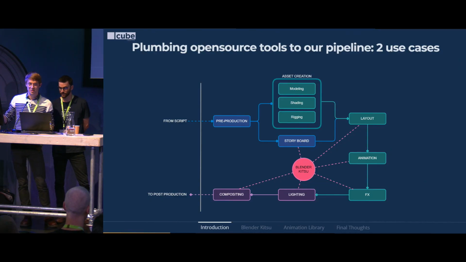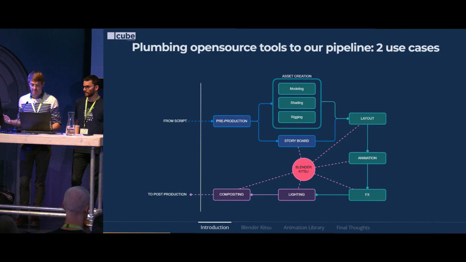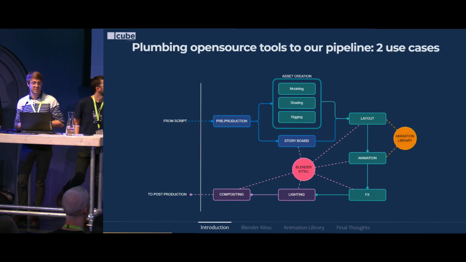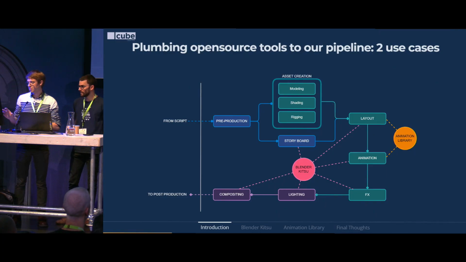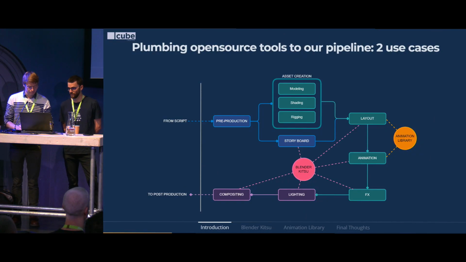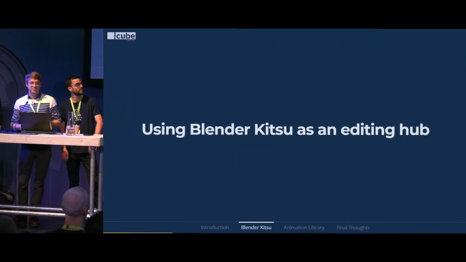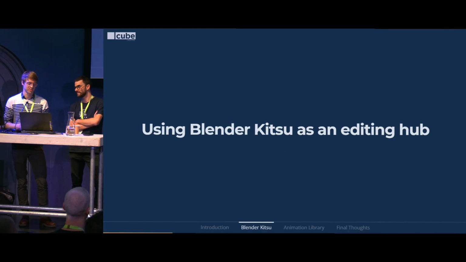As you can see, this first case study is particularly linked to many steps of the production. The second case study is the animation library, and this is related to fewer parts of the pipeline because it's only used at the layout and animation stage. So let's go for our first case study, which is using Blender Kitsu as an editing hub.